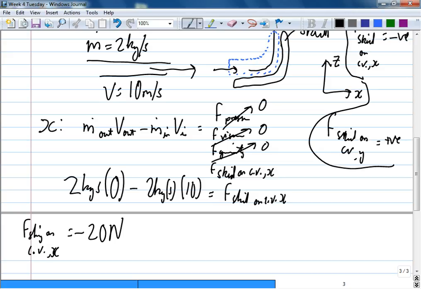The water will push the skid forward. That's equal and opposite force. So F water on skid. Imagine if you were standing there instead of that skid, you would be pushed backwards 20 newtons. Correct or not? Backwards, I mean in the positive X direction. So water pushes in the positive X direction, skid pushes in the negative X direction.